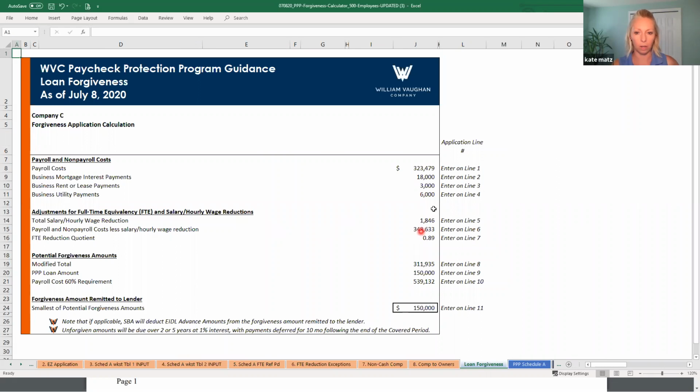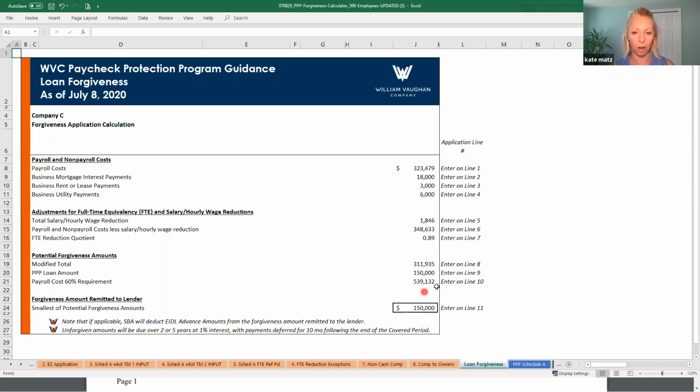The next one then is the total of your total eligible dollars for forgiveness minus that salary or hourly wage reduction. We get the subtotal. Now we look at the FTE reduction quotient. So 0.89. That means we've got about 89% of our FTEs during our covered period as compared back to what we had during our reference period. And we'll see some more detail on that as we go on the next couple tabs here.